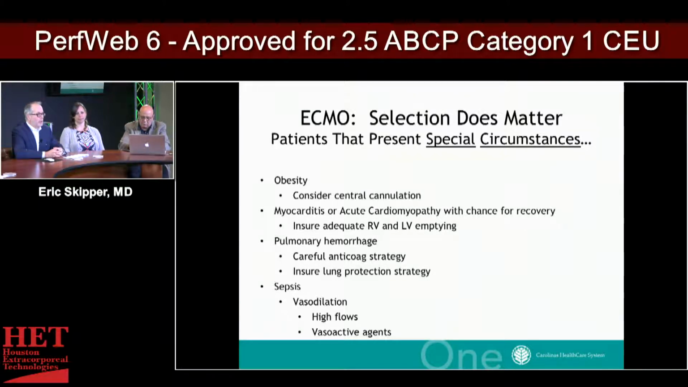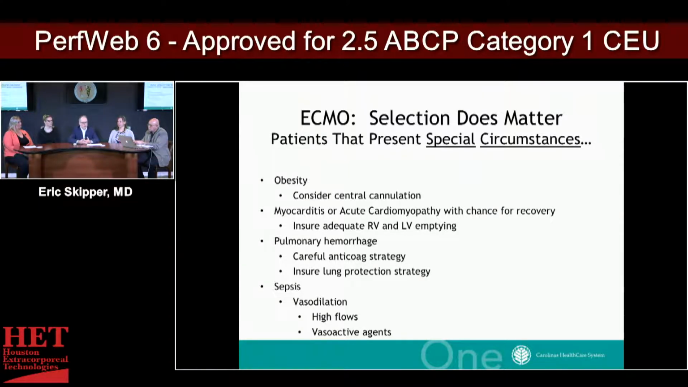Myocarditis or acute cardiomyopathy with chance for recovery, you want to definitely ensure adequate RV and LV emptying. Pulmonary hemorrhage, you have to figure out what you're going to do with your anticoagulation strategy. You have to not make things worse and allow those lungs time to heal. Sepsis with vasodilatation can be problematic. It's oftentimes hard to maintain good vasomotor tone, to get good response to vasoactive agents, and maintain renal perfusion. It's just very difficult.